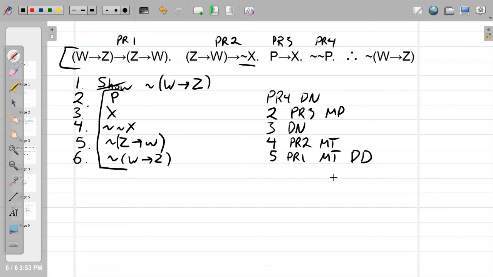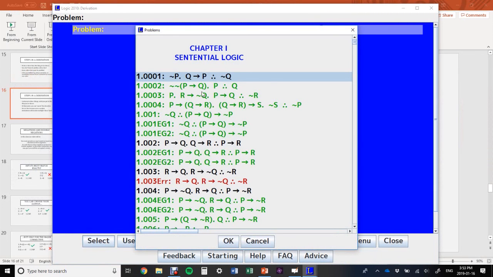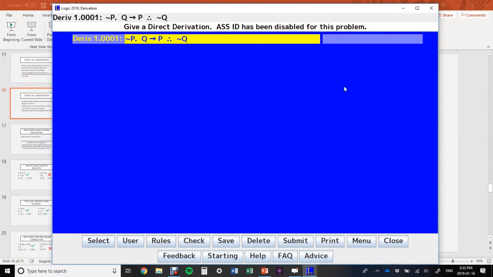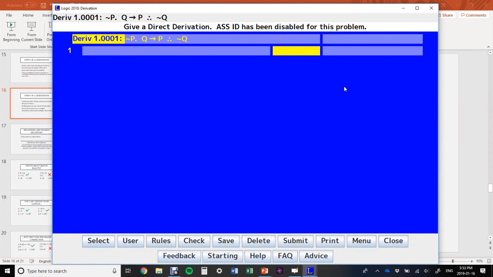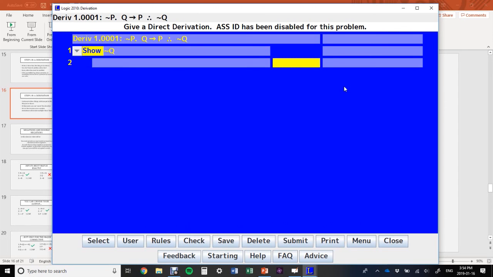Okay, we've got 6 minutes left. Using those 6 minutes, I'll show you the controls for derivations on Logic 2010. So we're going to select for ourselves a derivation to do. I'm going to start with the very first one. Okay, so the keyboard controls are as follows. Enter to start a new line. Now, you're going to write your show line, because every derivation starts with a show line. You could, on here, say show not Q. That gets to be kind of tedious. Not Q is not all that hard to write, but it gets a little tedious when the things get longer.